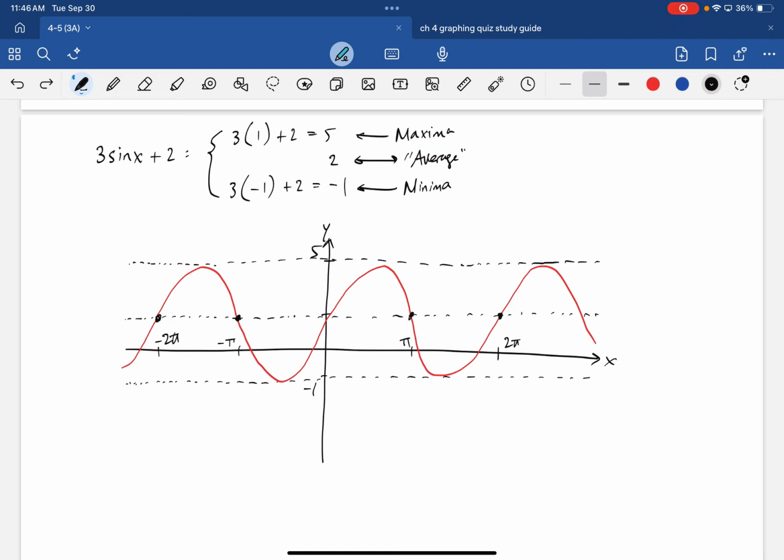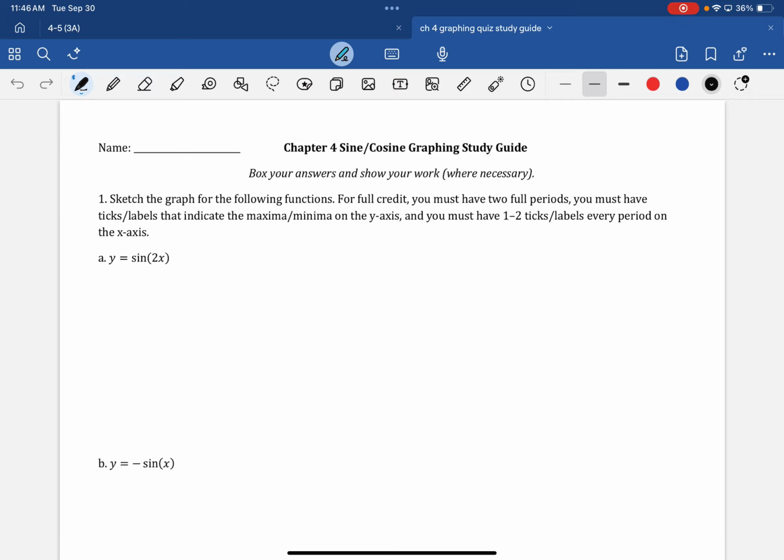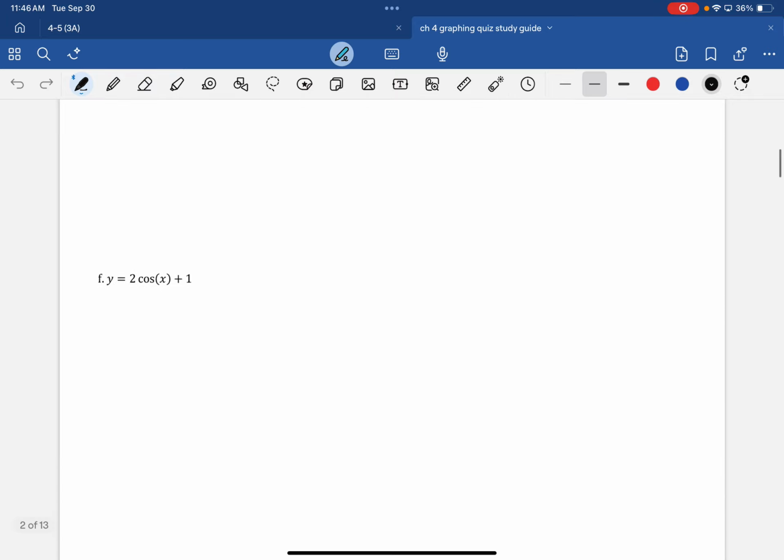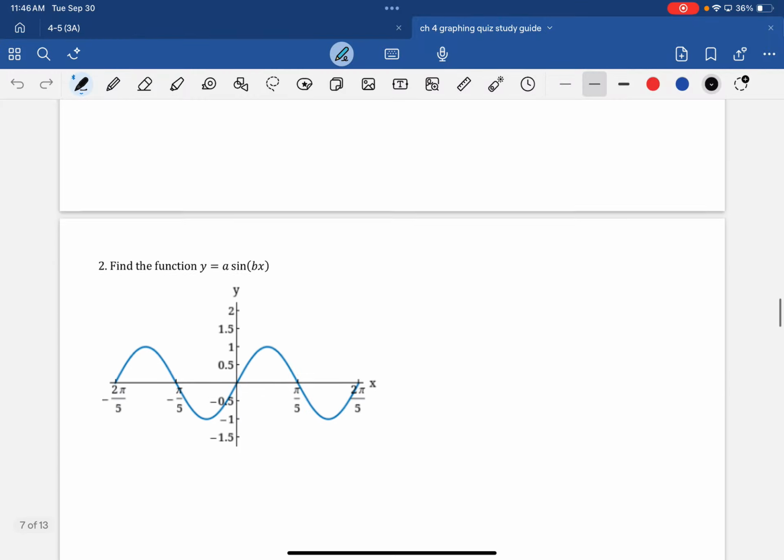Okay, any other questions? Let me also show you an example of doing it in reverse, which is also on the quiz. So sometimes, now would be a good time to go to that study guide. Sometimes you will receive a graph and you will have to identify what the original function is.